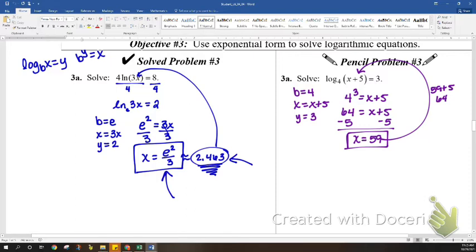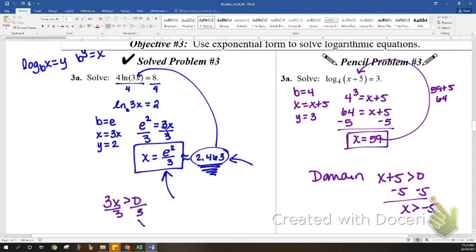Now the other way, if you don't want to have to plug it back in, you can actually think and find what your domain is, okay? So your domain, remember, is whatever you're taking the log of has to be greater than 0. And so if you solve that, your x's have to be greater than negative 5. Is 59? It is. We could have done that on the first one as well, okay? We could have said, well, our domain is our 3x, what we're taking the log of, has to be greater than 0, which means x has to be greater than 0. Is e squared divided by 3 greater than 0? It is, so therefore it was good as well. Okay, so two different ways you can look at it.